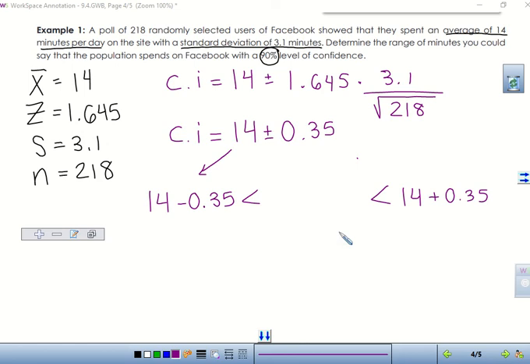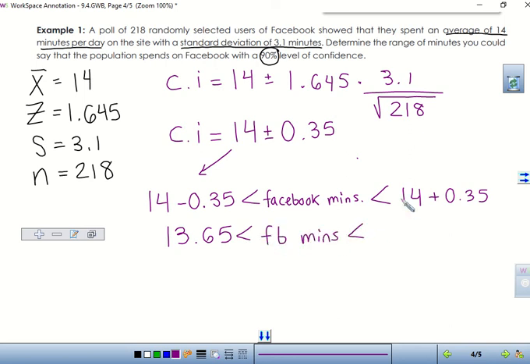So what is this study about? How much time you spend on what? Good, so this is Facebook minutes. So in the middle you just identify what you're talking about, and then you just simplify each side of the confidence interval. So this comes out to be 3.65 is less than Facebook minutes, and then this side will be 14.35.